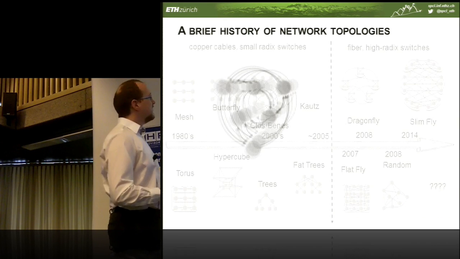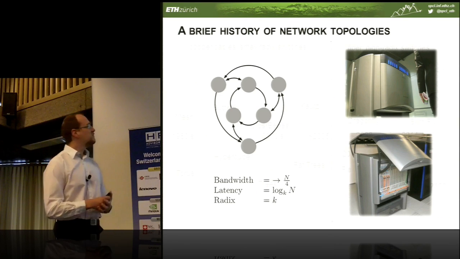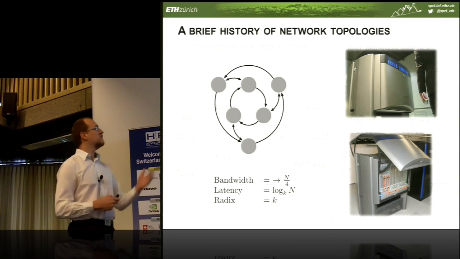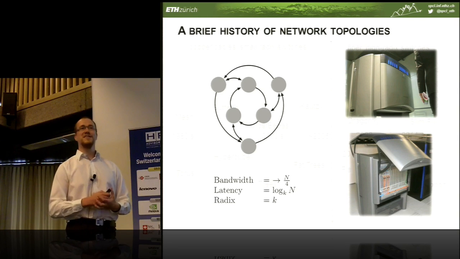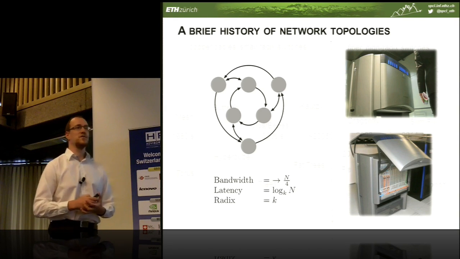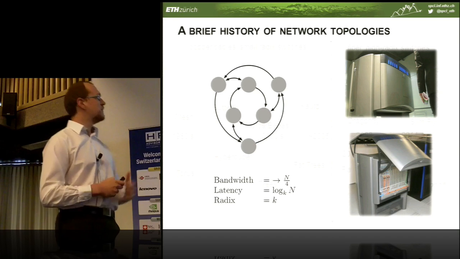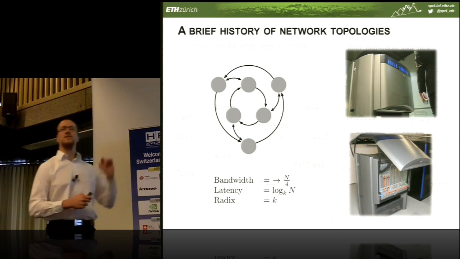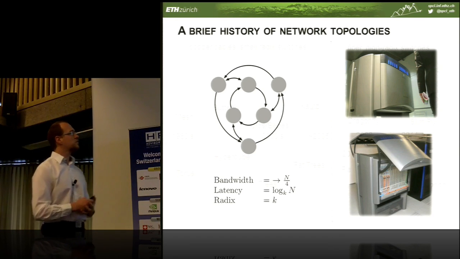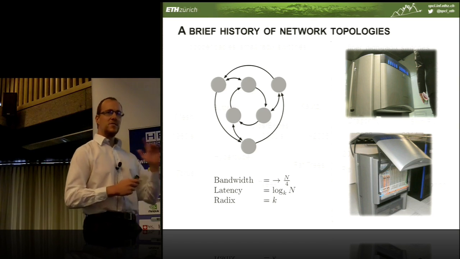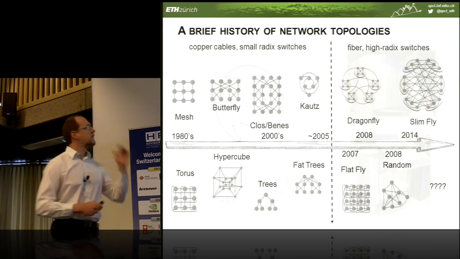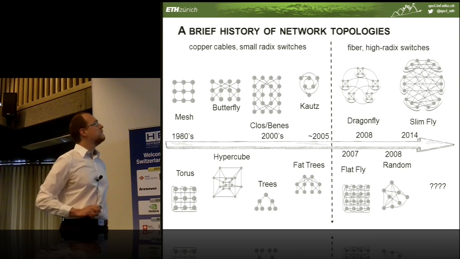Okay, so there was a small interlude with the Kautz topology, right? So as some of you may remember it, the SiCortex system, but that didn't work for too long, so I don't want to talk too much about this. But it's a remarkable topology because it's similar to what we are going to propose in a minute, but it's a directed graph.